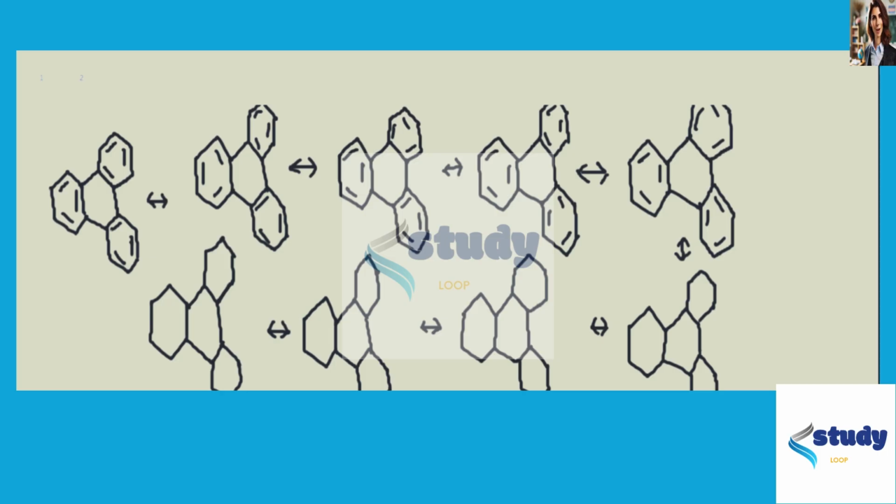So 6 is going to look like this. Basically, we're just switching the bonds around in the aromatic rings. So that's 6. 7 is going to look like this. 8 will look like this.